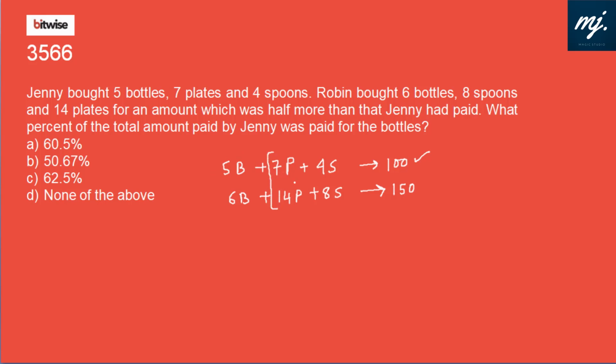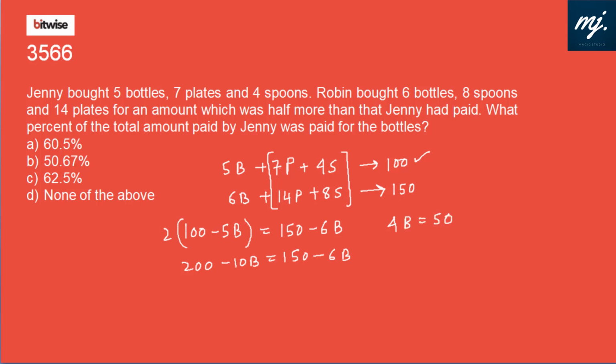See, these two are the culprits now, because we need the value of B. This is 7, 4 and this is 14, 8. It is just double. So simply 100 minus 5B is the cost of 7P plus 4S. Let me multiply this by 2. This becomes the cost of 14P plus 8S, and their cost according to Robin's transaction is 150 minus 6B. So we have 200 minus 10B equals 150 minus 6B, or 4B equals 50.